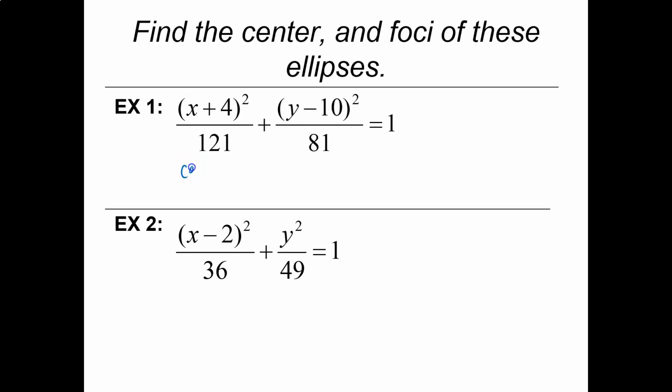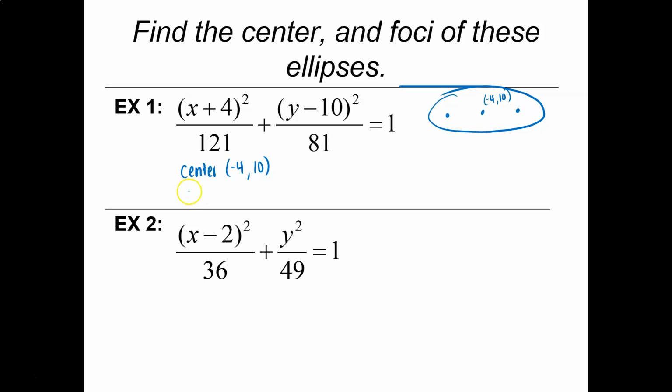So if we want center and foci for these ellipses. For number 1, all right, for our center, we're just going to have (-4, 10). Okay. Maggie, is this one going to be wide or tall? It's going to be wide. Okay. We know it's wide because 121 is underneath our x and it is bigger than 81. So my center right here is at (-4, 10). So I am looking for the foci that will be on either side.